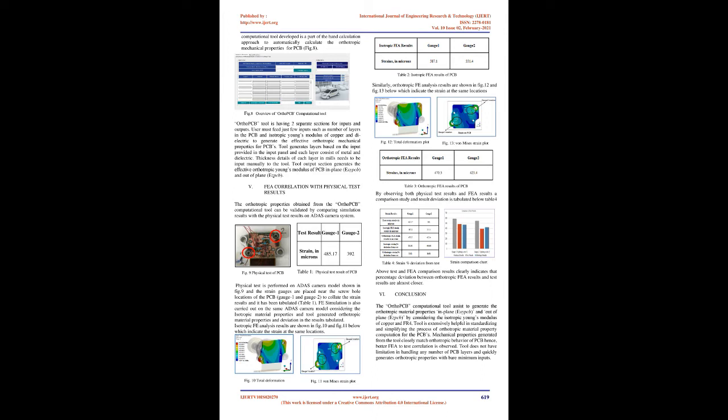calculate the orthotropic mechanical properties for PCB, Fig. 8. OrthoPCB tool has two separate sections for inputs and outputs. The user must feed just a few inputs, such as the number of layers in the PCB and isotropic Young's modulus of copper and dielectric, to generate the effective orthotropic mechanical properties for PCBs.